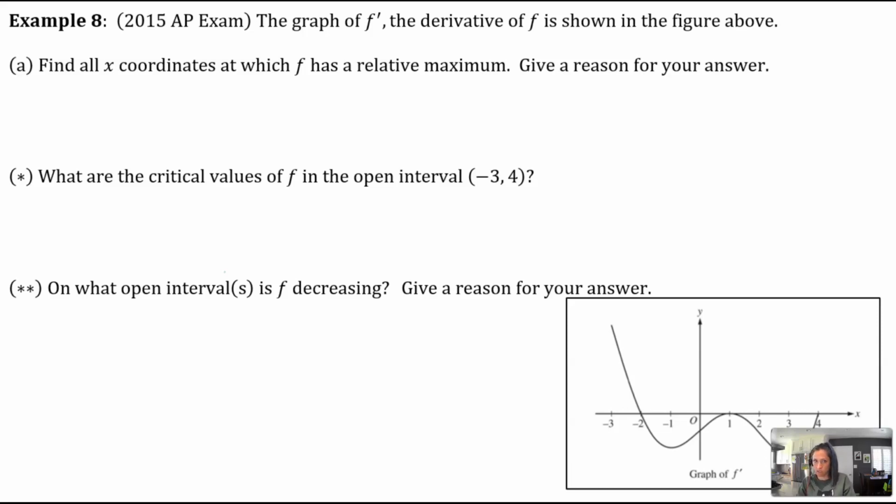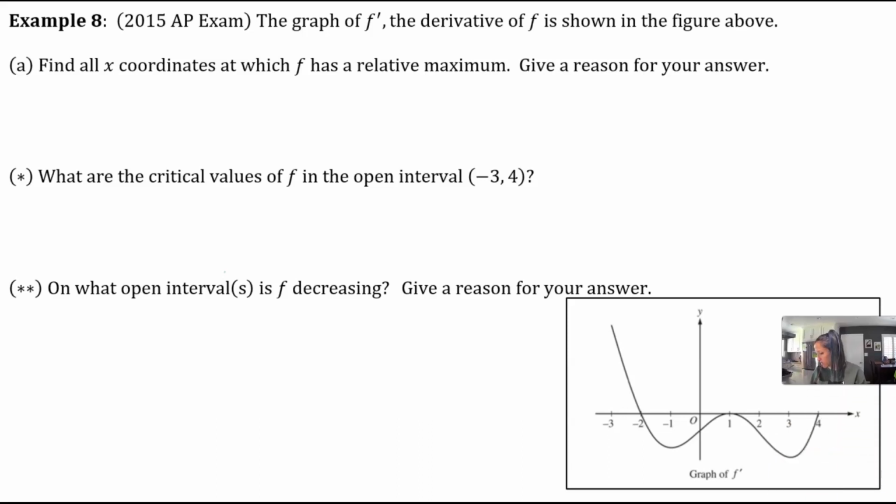All right, we have our final example of this relative max-min first derivative test set of notes. Another AP question with 2 follow-ups. So we have a graph of f prime again. My face is going to be in the way, so I'll move it. It's given to us in the figure. I've moved it down to the bottom.